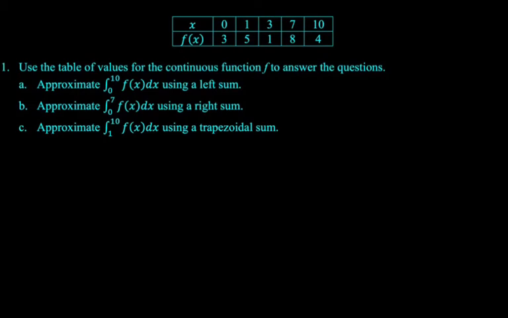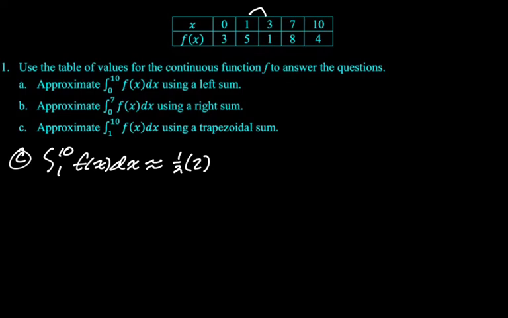All right, 1 to 10, trapezoidal sum. So we start off by writing the integral, and we say it's approximately equal to. You've got to show that. If you don't show that, what are you even doing? Why are you doing this calculation? So it's approximately equal to, every trapezoid is 1/2 the height times the sum of the bases. So I'm going to start off with 1/2. Now, for the height, we start at 1 and we're going to the right. So 1 to 3, that's 2. And then for a trapezoid, we have to add up the two heights, or the two bases, I guess. So 5 plus 1, so times 6.